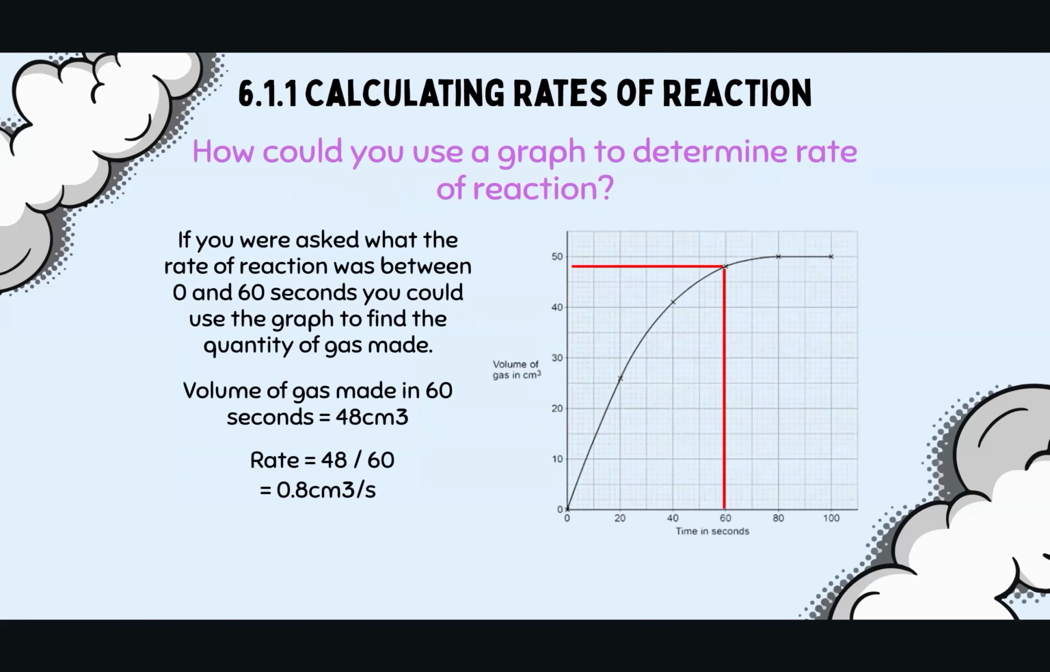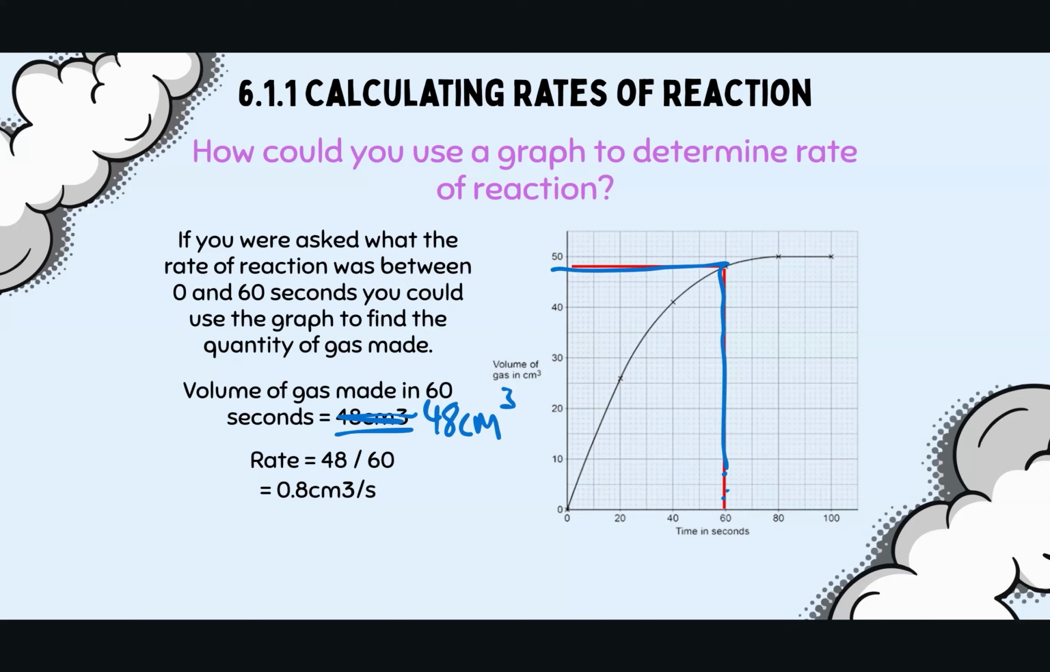Okay, how could you use a graph to determine the rate of reaction? So if you are asked what the rate of reaction was between 0 and 60 seconds, you could use the graph to find the quantity of gas made. So volume of gas made in 60 seconds is, so here's 60 seconds. You can see the line moving upwards, where you join the line there, you move across, and you can see after 60 seconds, 48 centimeters cubed of volume of gas was made.